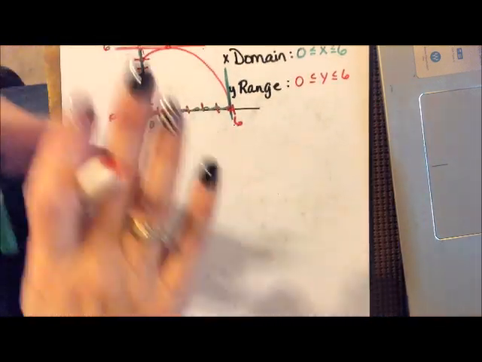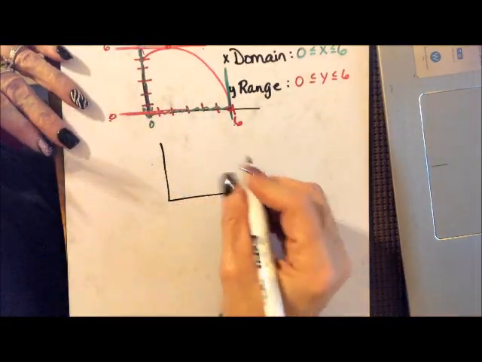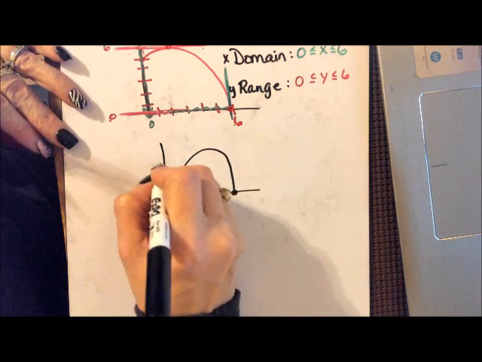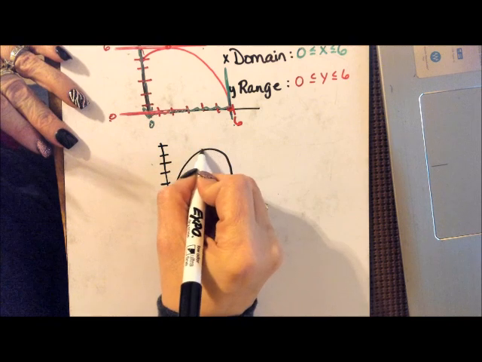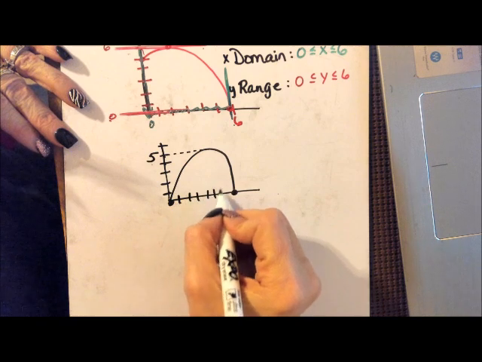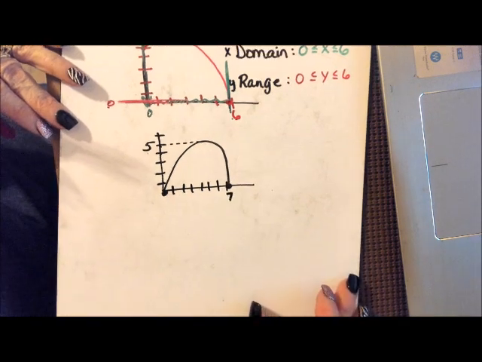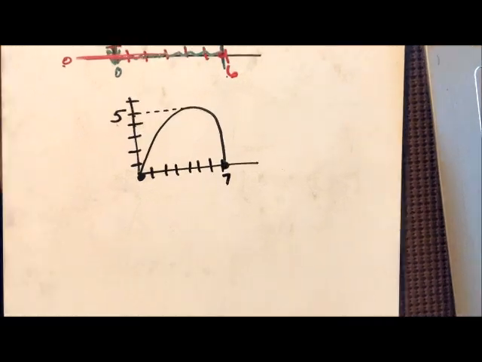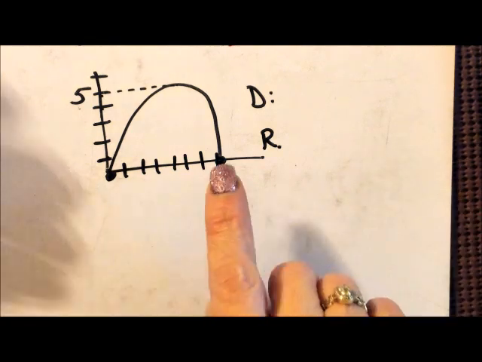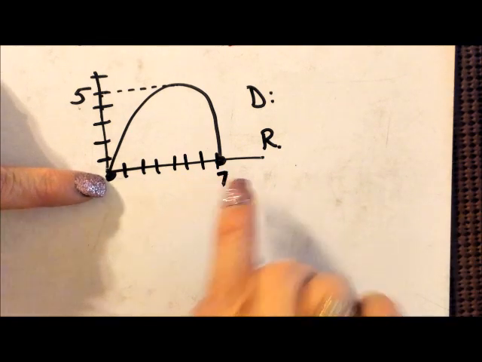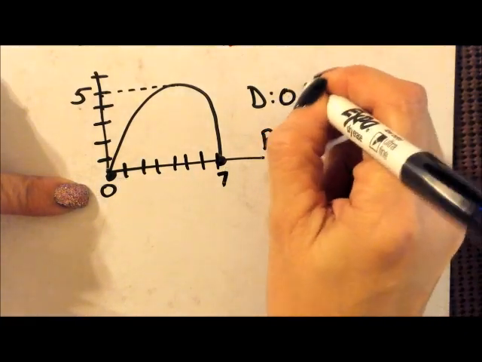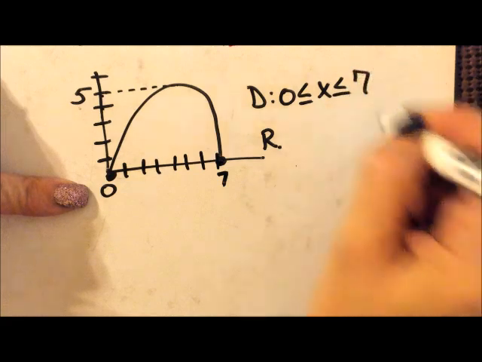Okay, I want to do one more. So here we go. Let's say my graph looks like this. I'm going to draw a line over so you can kind of see 1, 2, 3, 4, 5, 6, 7. We'll say that's 7. Okay, so let me zoom in a little bit. Let's look at the domain and the range. How wide is it? Well, it starts here at 0 and it goes all the way over to 7. So 0 less than or equal to x less than or equal to 7.